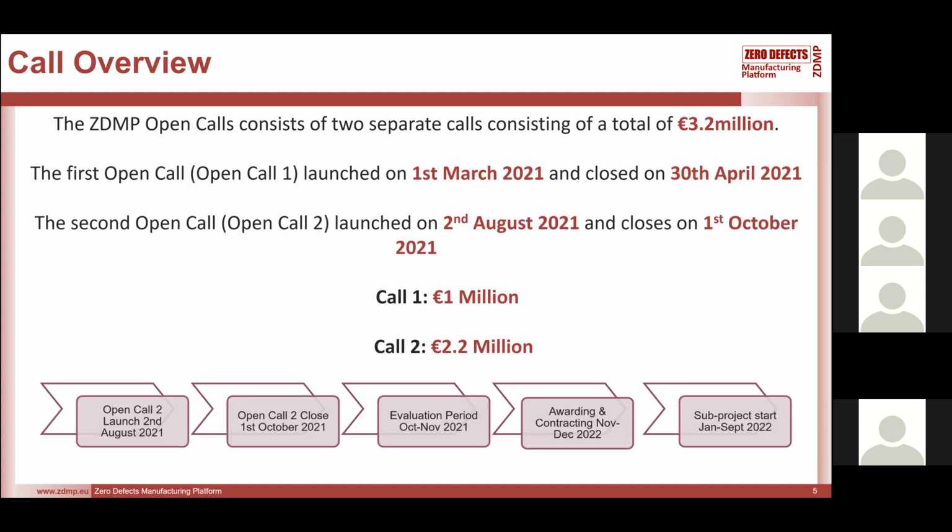So a quick overview of where we are. Our open calls in this project total 3.2 million euros, but that's split over two separate calls. As you've already heard, the first one has closed and winners have been awarded. We awarded 10 projects there at a total of about 1.1 million. So that means we've now got around 2.1 million euros available to distribute in this call.